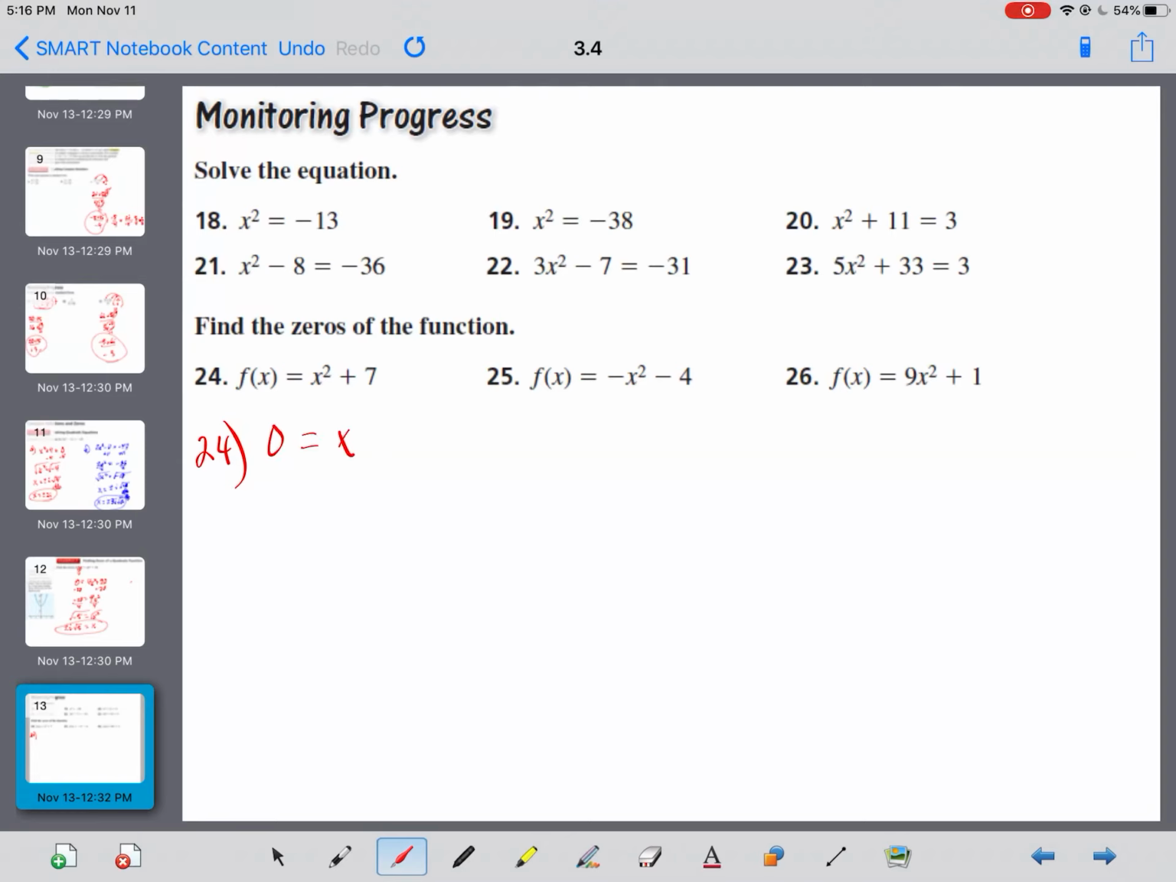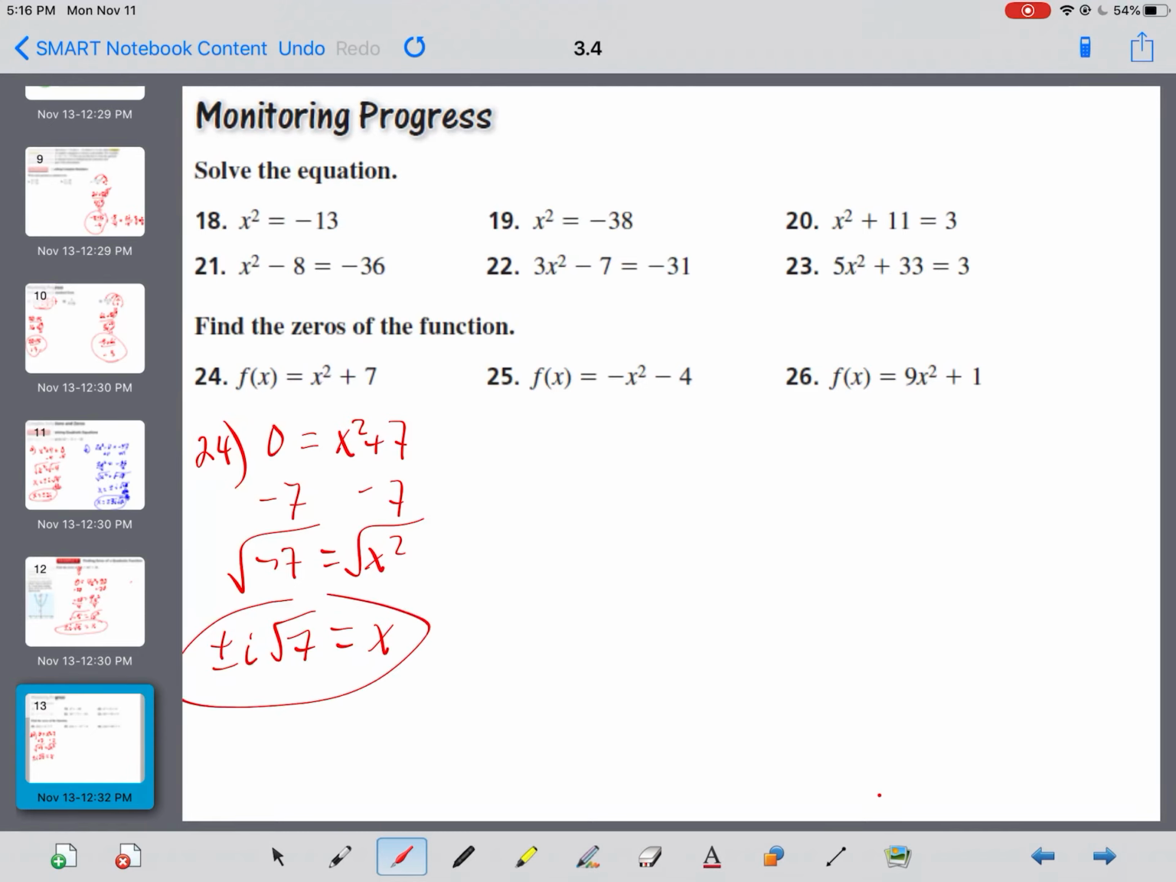So for 24, 0 equals x squared plus 7. Minus the 7. Negative 7 equals x squared, square root. I know what you're thinking: the x squared is on the wrong side. Doesn't really matter. It's equal. Left to right, they mean the same thing. So x equals plus or minus i square root of 7. 7's prime. Doesn't have a square root.